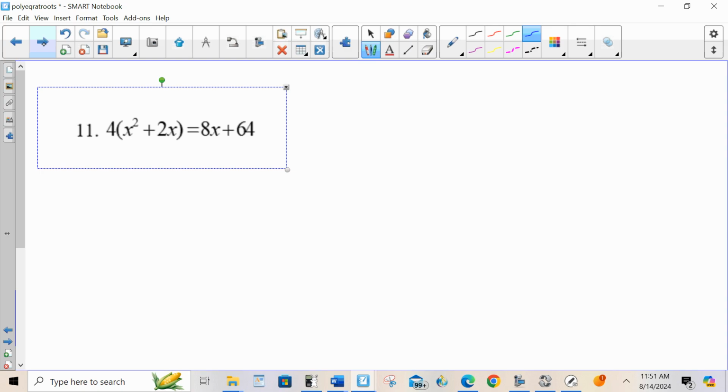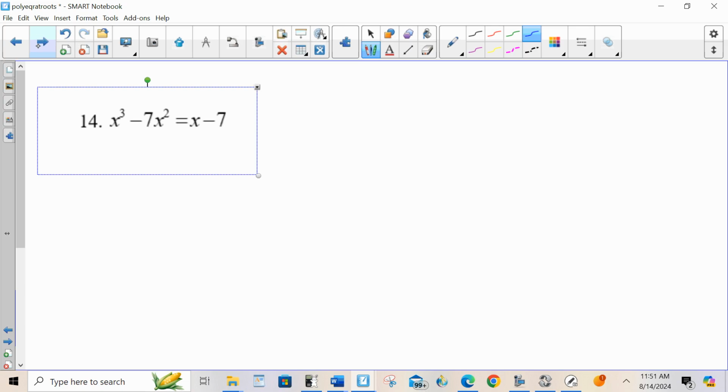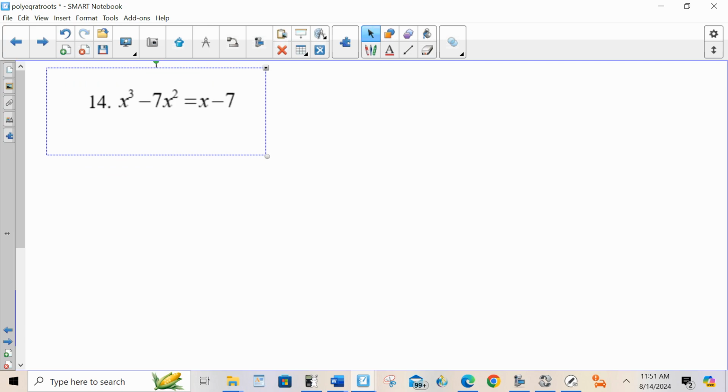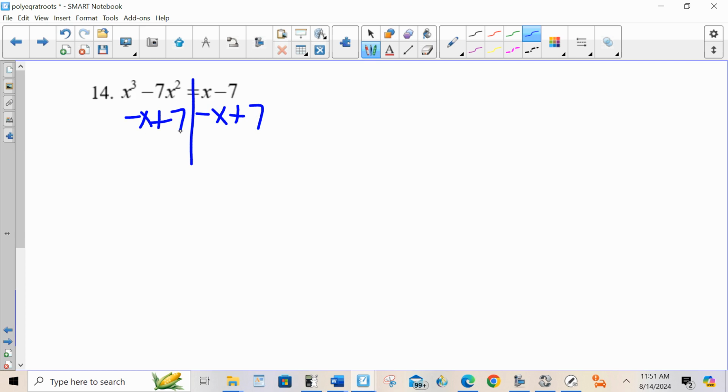Then we're just going to do one more example. Let's take a look at number 14. Mr. X to the third, same thing as Mr. X squared. He wants to party. Before he can party, all of his friends have to come over. I can't combine anything, so I'm going to write it as x cubed minus 7x squared minus x plus 7 equals 0. Party time. Bubbles.